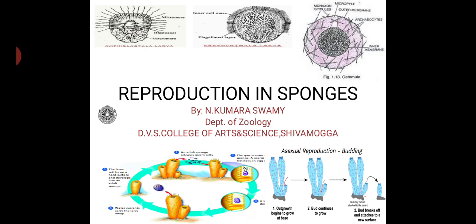You know what is cross fertilization? Cross fertilization is nothing but the process of fusion of gametes produced by two different animals of the same species, that is, by male and female of the same species. So in this slide you will be observing some pictures showing the details of reproduction in sponges.